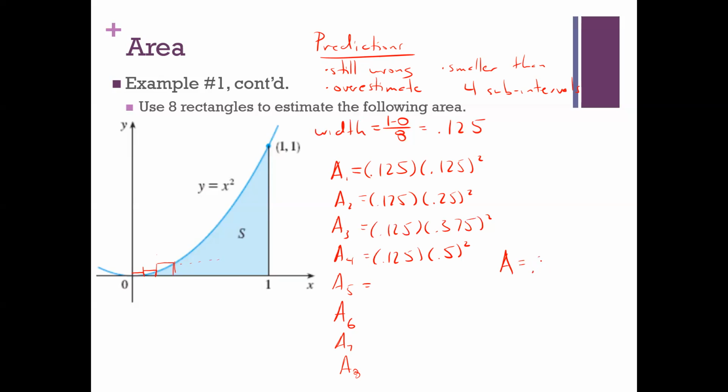All right, I got area is 0.3984. So I think our predictions came true, right? We still know we have an overestimate just by visualizing what those rectangles look like. We think that if we keep doing smaller and smaller rectangles, we'll get closer and closer to the truth, but we're not there yet.